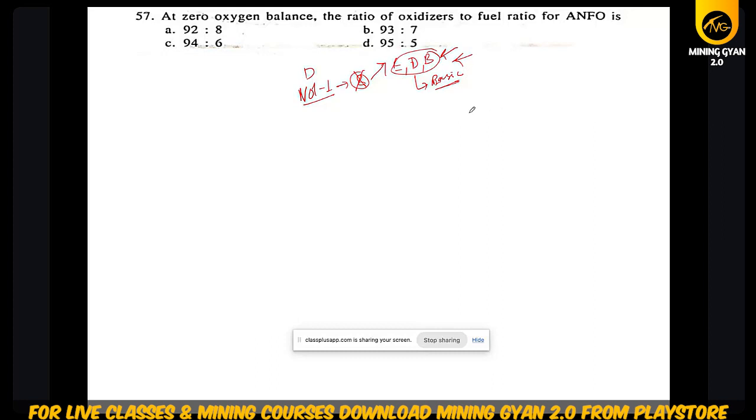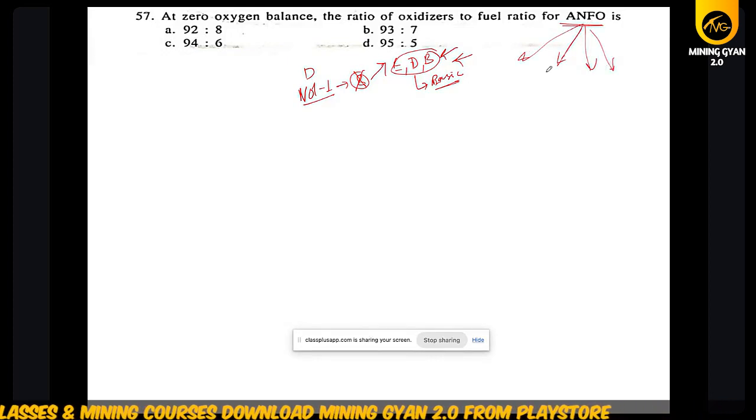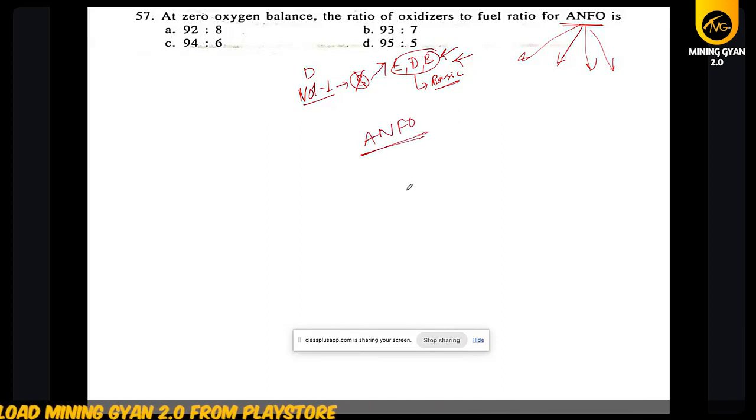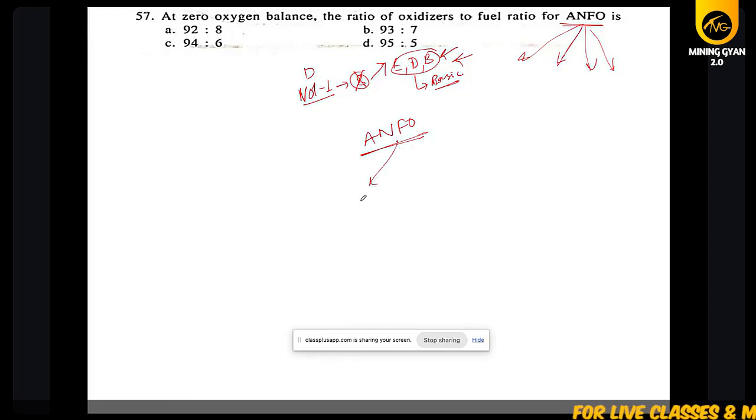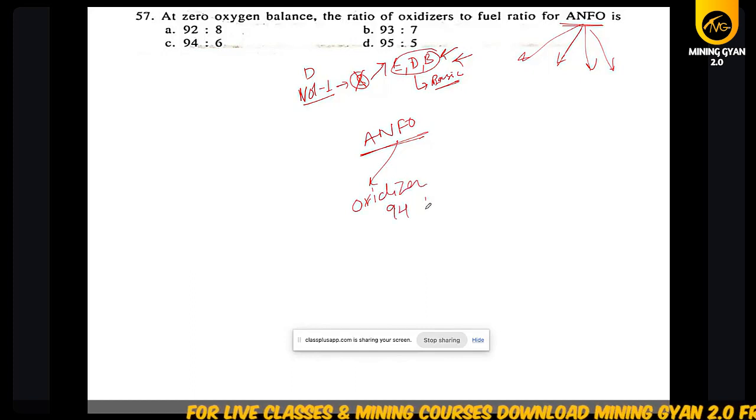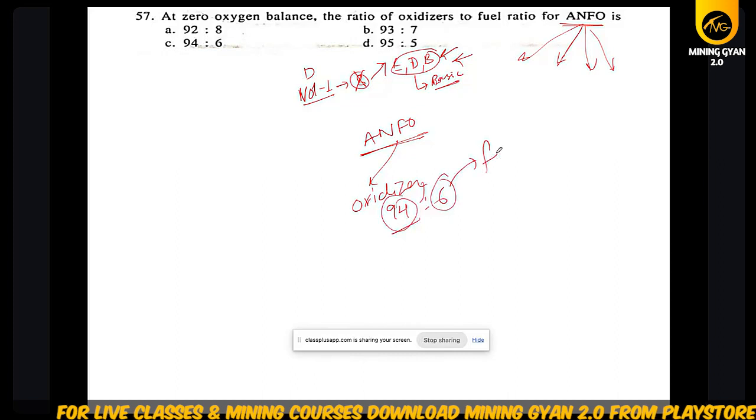Okay, in this question I told you that you should make a 54.4 explosive short notes. So in NFO, the oxidizer and the fuel ratio is 94 to 6. So 94 is the oxidizer and 6 is the fuel.